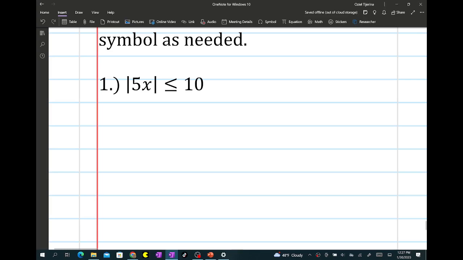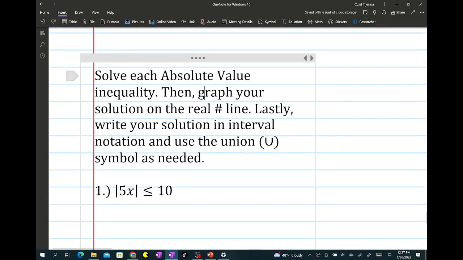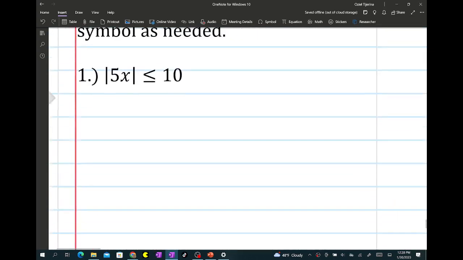So it says solve each absolute value inequality, then graph your solution on the real number line. Lastly, write your solution in interval notation and use the union symbol U as needed. Now for those of you in algebra, or college algebra rather, it really depends if you use the union symbol or not. I don't know how your class works, but I do believe they teach you the union symbol when you have a union of two sets, right? So we're just going to dive right in.